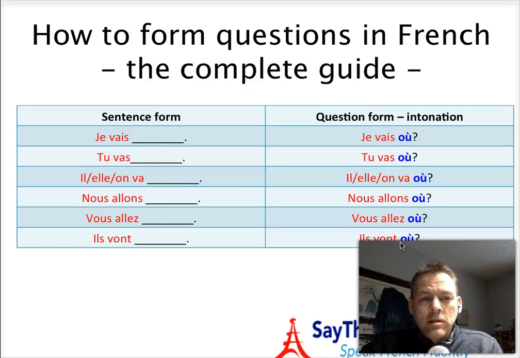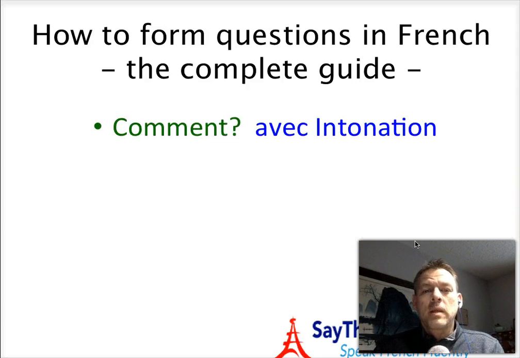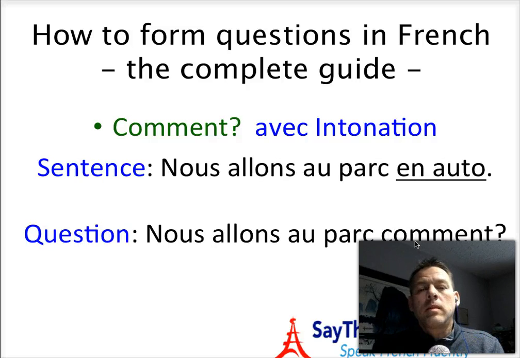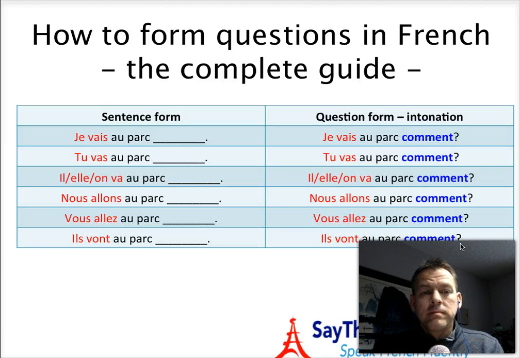All right, so here's how it looks. Je vais où? Tu vas où? Il va où? Nous allons où? Vous allez où? Ils vont où? Okay. Comment? That becomes nous allons au parc comment? There's your table to show you what it looks like. Je vais au parc comment? Tu vas au parc comment? Okay. And take a look at that in detail.